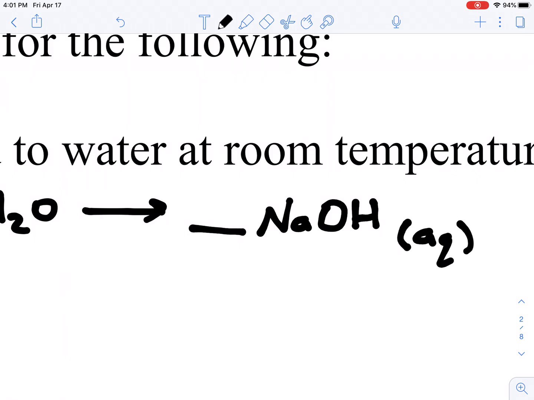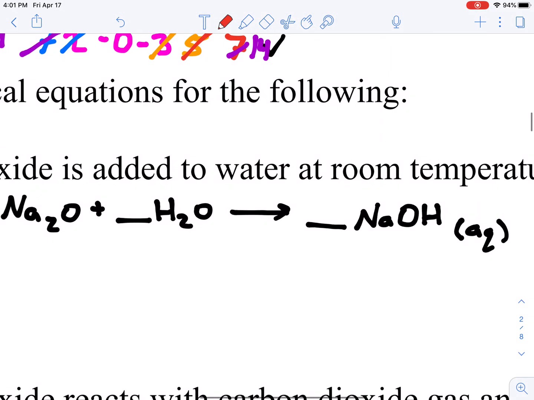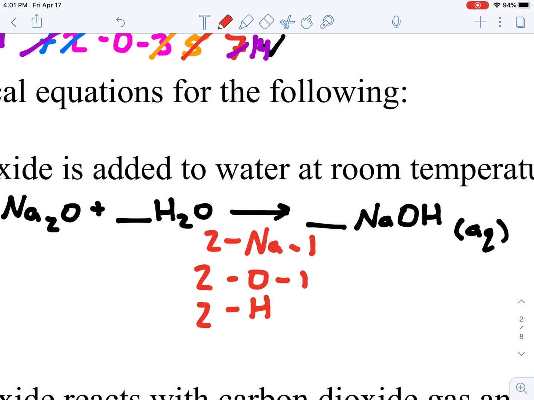And now all that's left is to balance. So let's make a list of everything that is on both sides of the chemical equation, right? We have sodiums on both sides. We have oxygens on both sides, we have hydrogens on both sides. You should always have the same elements on both sides. You can't just make elements disappear in a chemical reaction. So on the left-hand side, we have 2 sodiums. On the right, we have 1. On the left-hand side, we have 2 oxygens. On the right-hand side, we have 1. And the left-hand side, we have 2 hydrogens. On the right-hand side, we have 1.